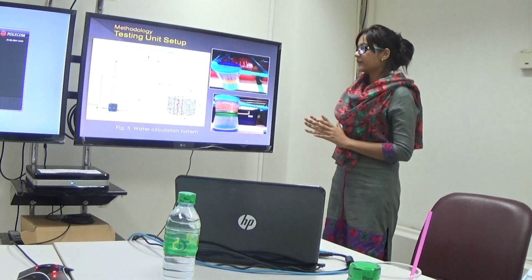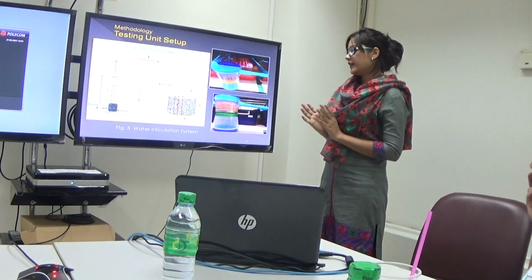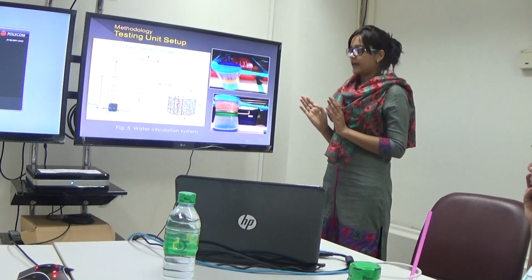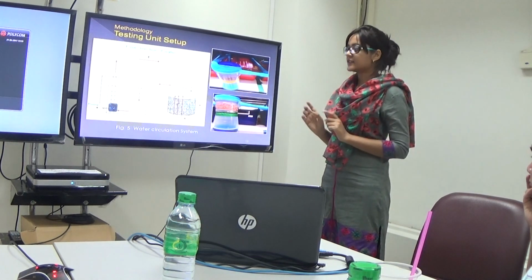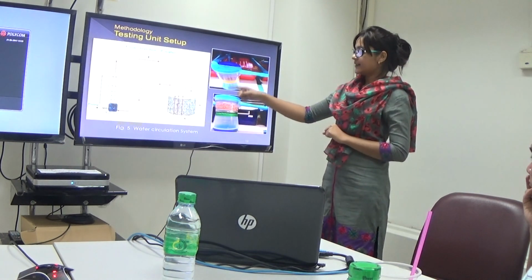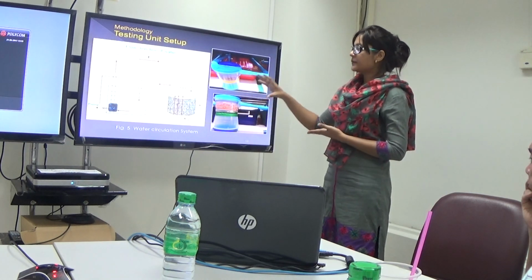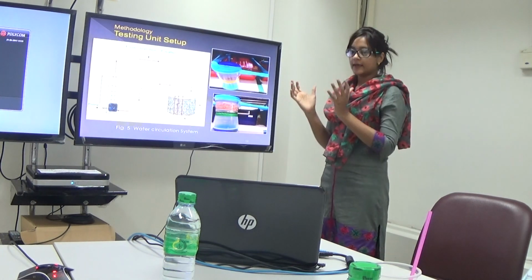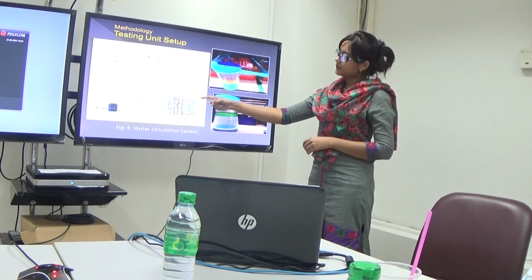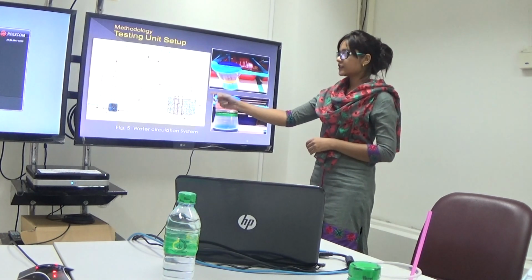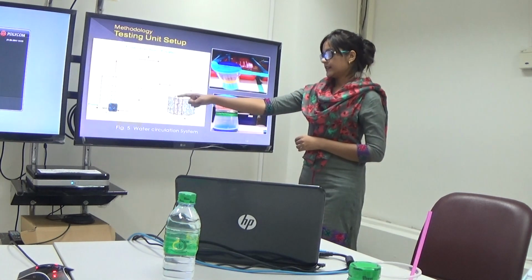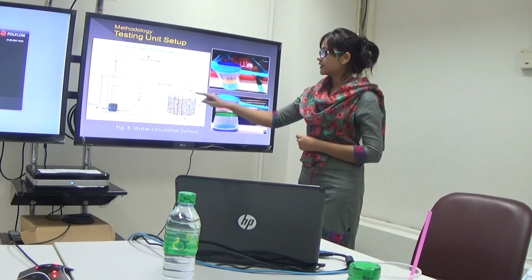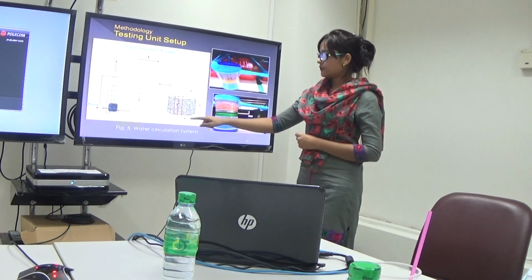Testing unit setup. In the testing unit we use different types of containers. One is a circular shape box where we put our wastewater. This is a total of 20 liters of water, and in this circular shape box we put our media. We have shown you how we keep the media in a packet. So we put the media in this box, and there is a pump in this water box. So water comes through the pipe into this box, and this pipe goes from the down part.